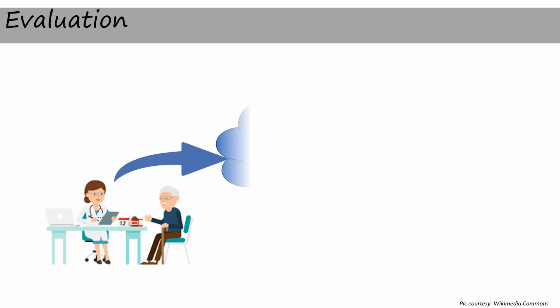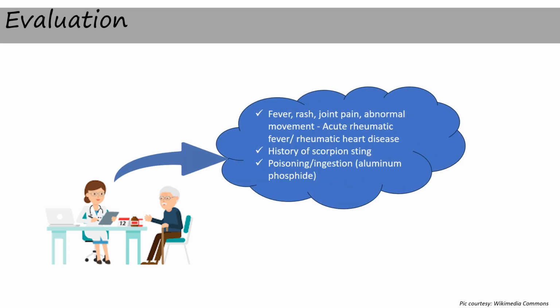For evaluation, one must ask the history of fever, rash, joint pain, abnormal movements, which would be suggestive of patients having acute rheumatic fever, rheumatic heart disease. A history of scorpion sting is also very important in patients with heart failure of unknown etiology or without previous signs and symptoms. And poisoning or ingestion should also be ruled out, especially aluminum phosphide poisoning.